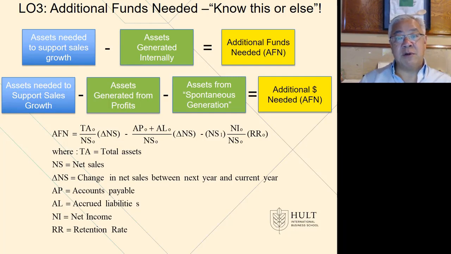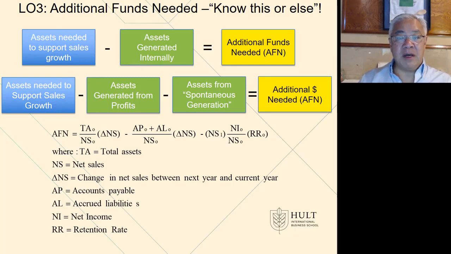So some of your growth will happen spontaneously in your liabilities because your vendors will just let you have more money outstanding. So that's what we mean by spontaneous growth. So AFN, let's look at the calculation. Watch out for subscripts, superscripts, and deltas, right? So let's just do it slowly.